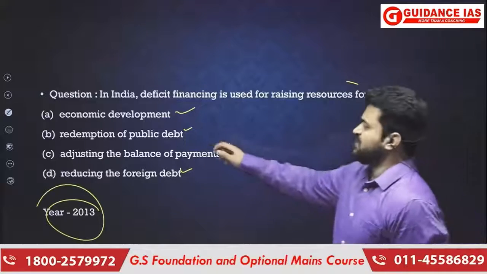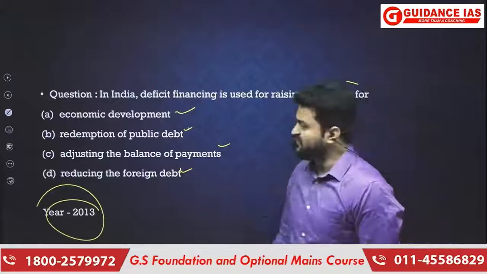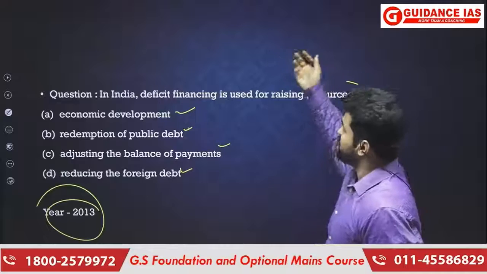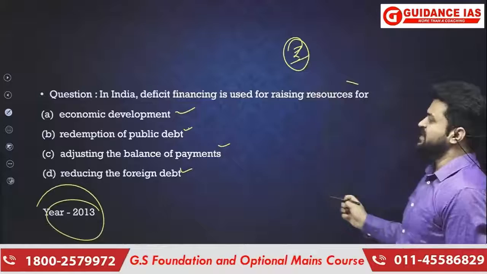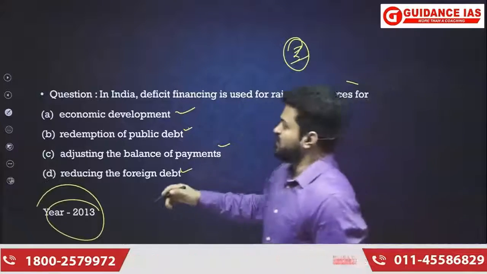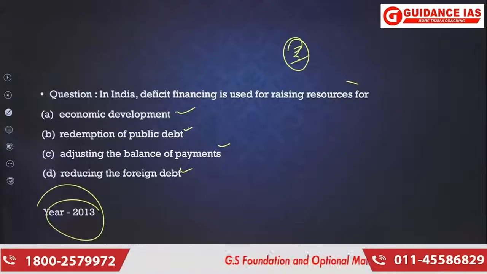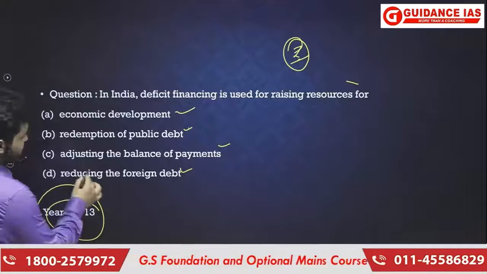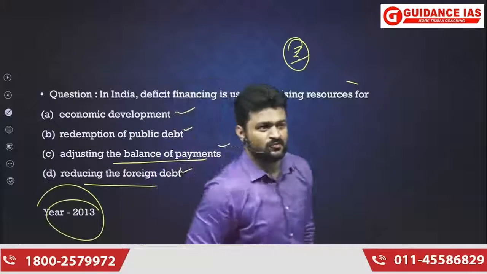Redemption of public debt, can it be done just by increasing the money supply? No. Although we have not studied every section of economy, if we continue printing money, the value of money vis-a-vis other currencies will decrease, and we will never be able to meet the redemption of public debt, because much of it will be paid in different hard currencies. Adjusting the balance of payment again cannot be done just by printing money. Reducing the foreign debt clearly cannot be done in rupees.